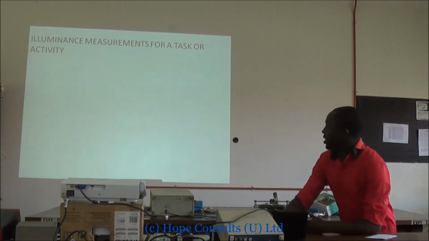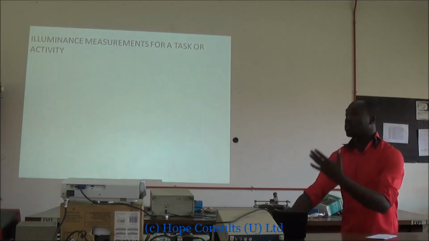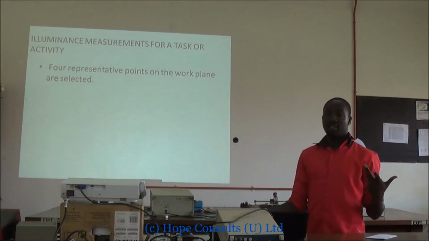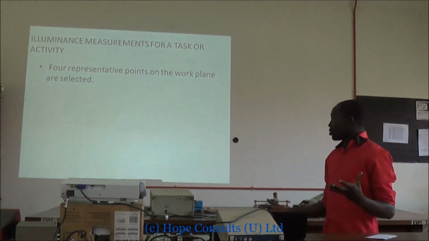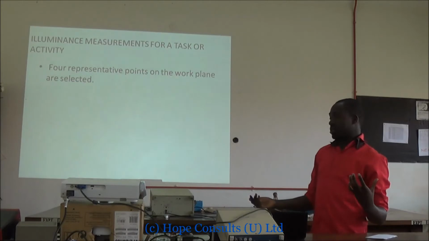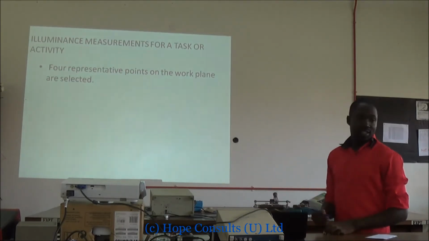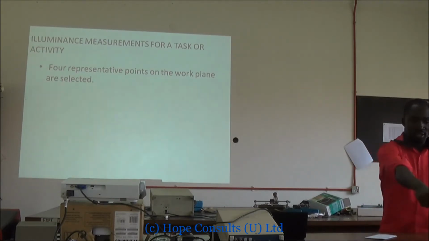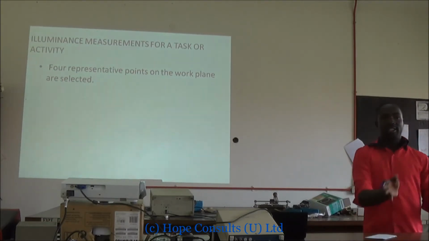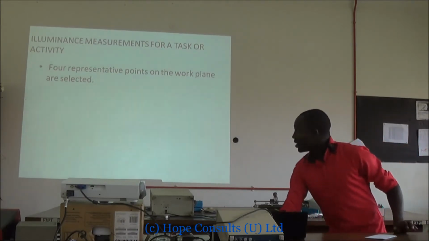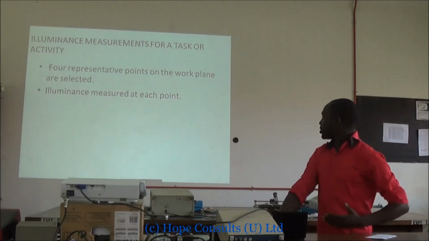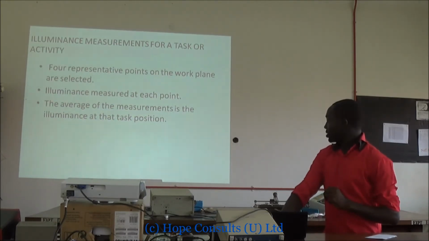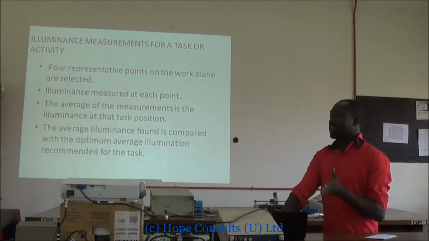It may not be a wall or a flat surface. We can also have other things, say a machine. You can identify just 4 points where you can take measurements from. Say this is the machine, I put the sensor at this point, the other point, this point, and here. I get the measurements and average them to get the average luminance of that working position.